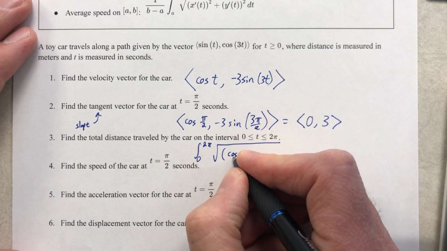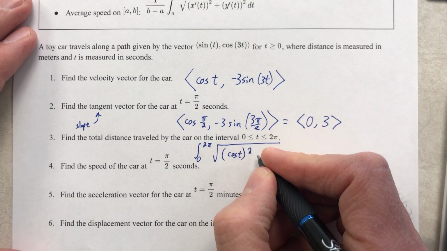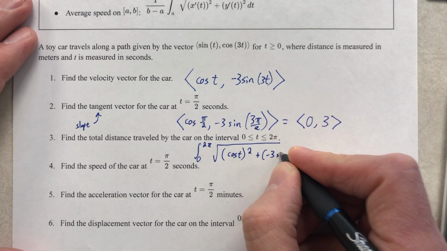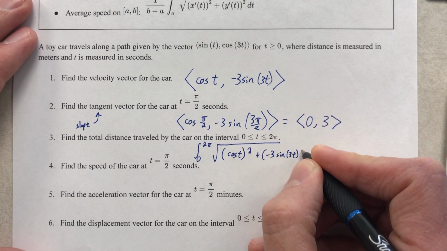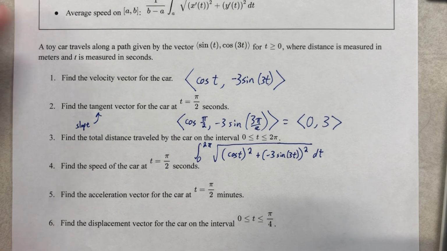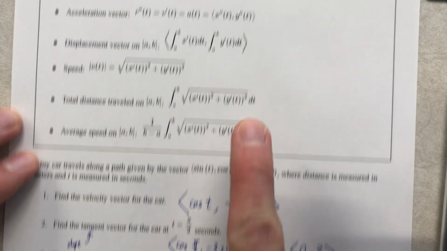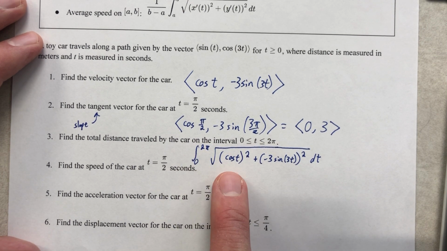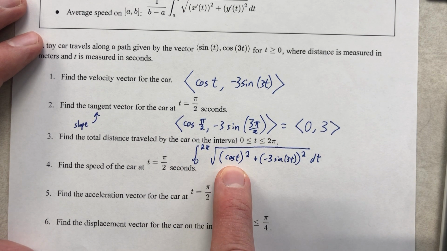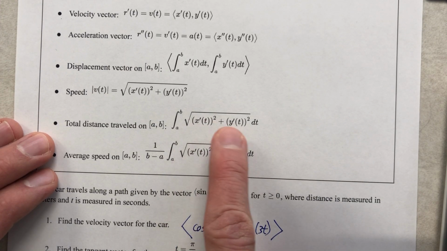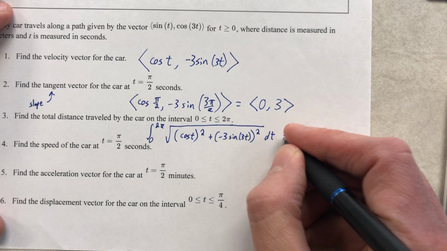All right, the integral of the square root of cosine of t squared plus negative 3 sine of 3t squared, dt. I'm just using this formula for this question. That's it. So from 0 to 2 pi, and then I plug in the derivative of the x function and the derivative of the y function, which I just did. So here we go.